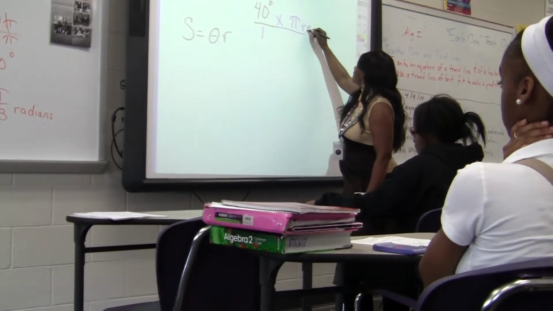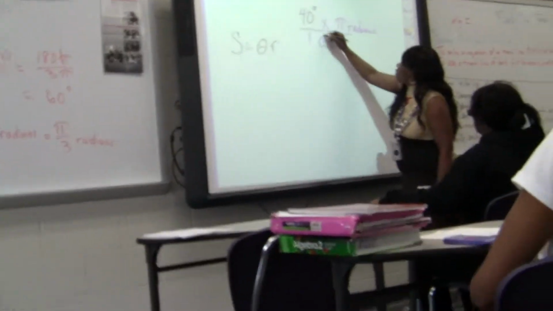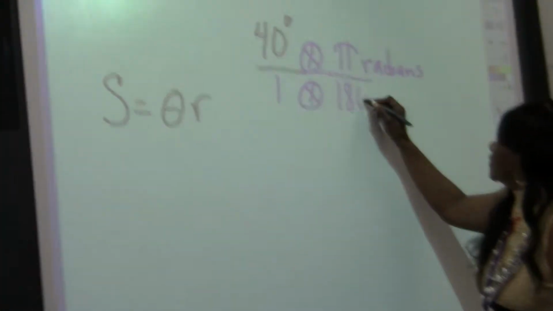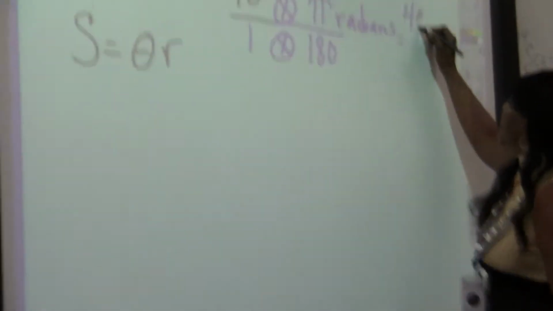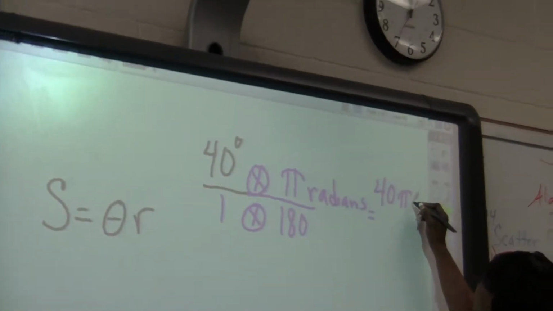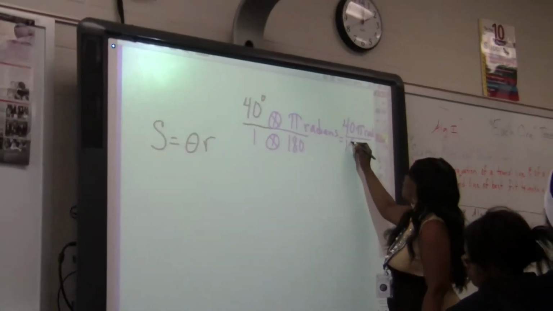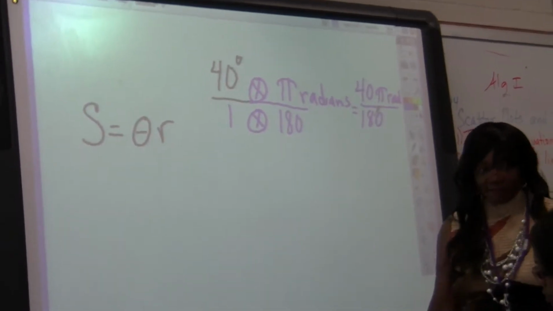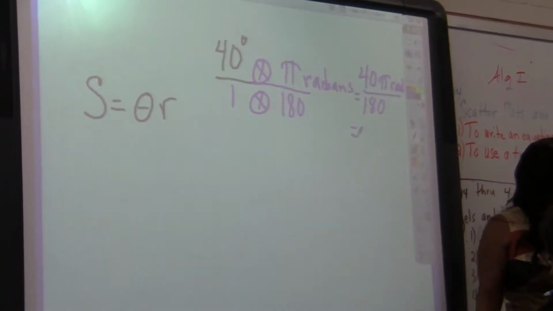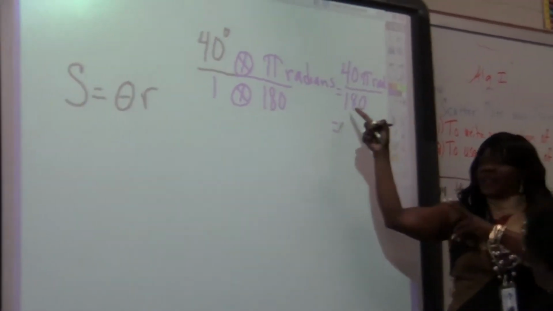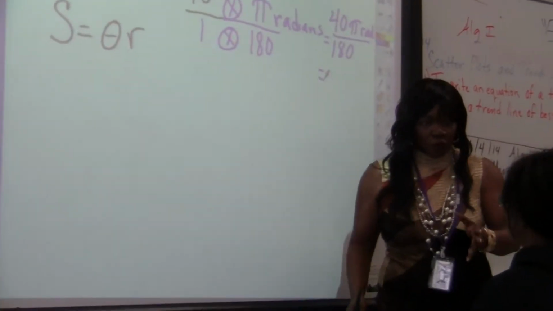Pi radians over 180 degrees. All right? So that gave us 40 pi radians over 180. Correct? So we need to reduce 40 over 180. What's my number that I can take to divide into 40, and also that same number can go into 180 and leave no remainder?